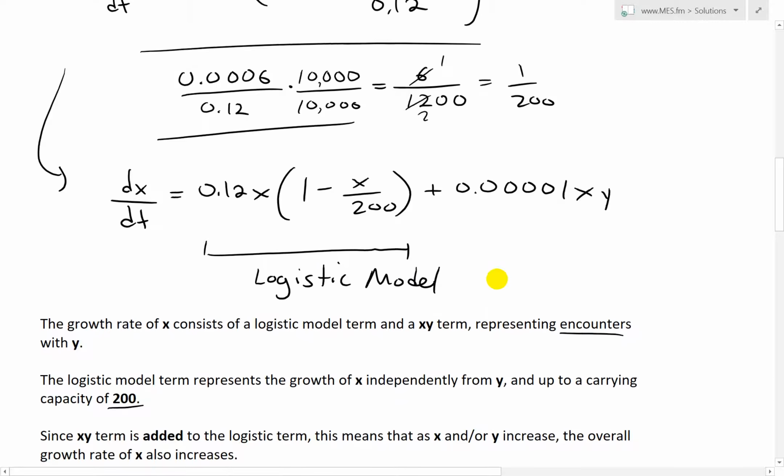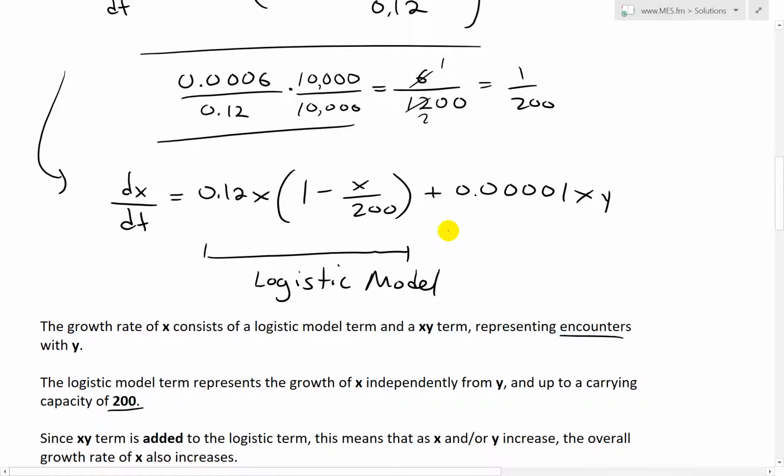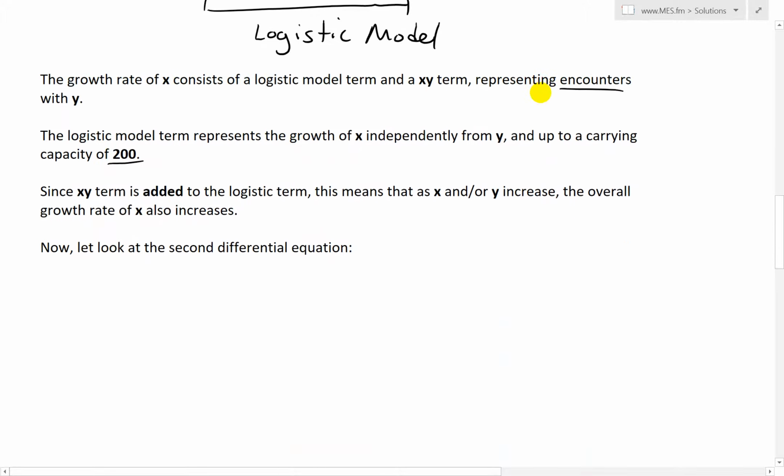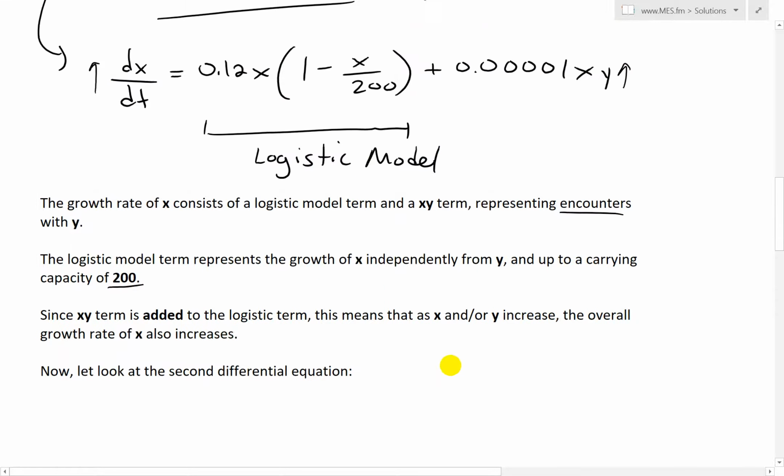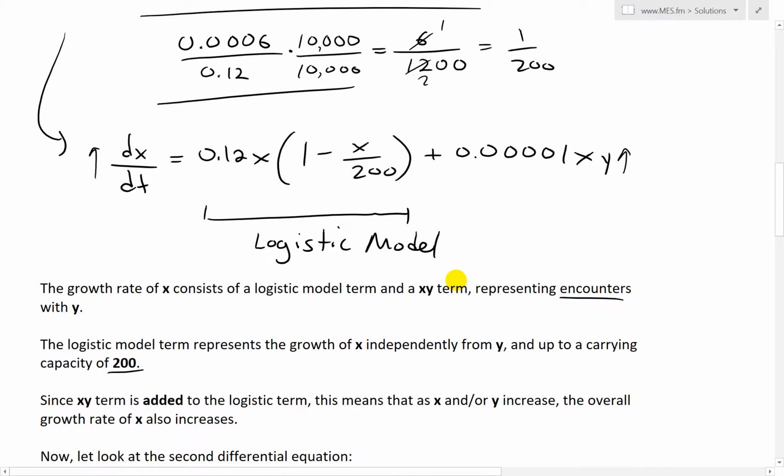That's because this model just goes up to 200 independently of y, but as you can see here, as you increase y as well as x, they're both increasing this term. So this is a positive right here. When you increase x and y, this also increases. We'll get to what this means later. So this is probably a cooperation model, which in fact it is.